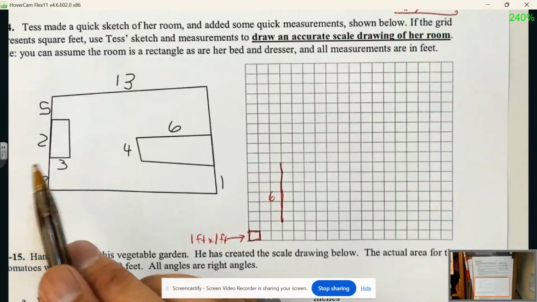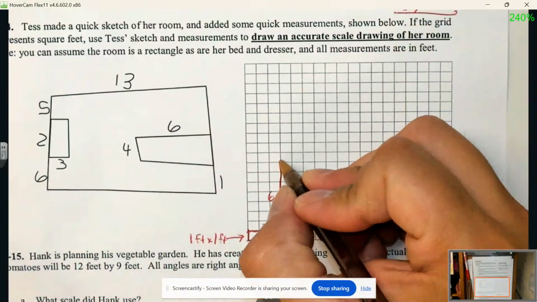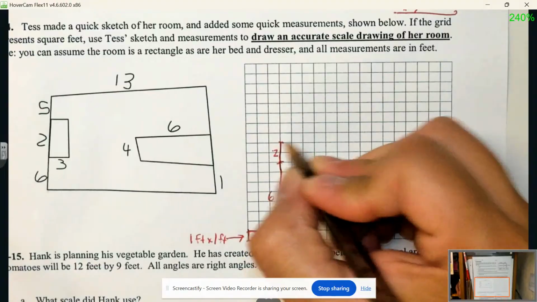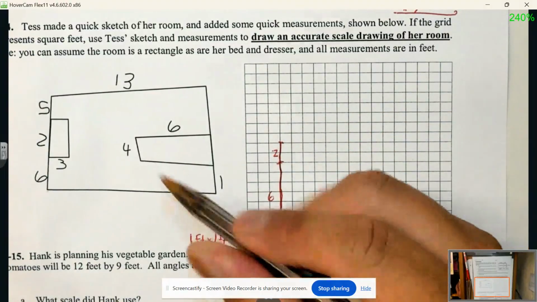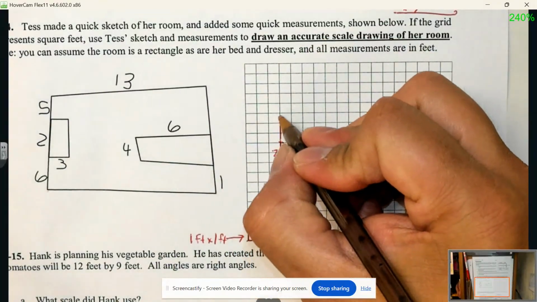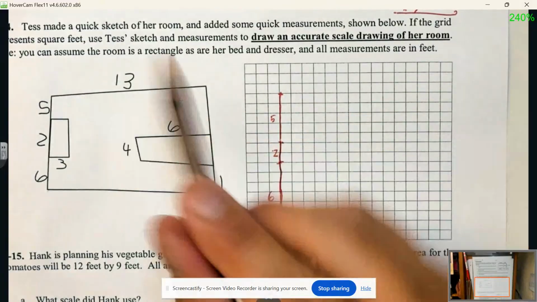And then 2 more feet, which is the length of the dresser. This is the 2 from here to here. And then we have 5 feet from the dresser to that wall. 1, 2, 3, 4, 5. Okay, so here's where that up top corner goes.